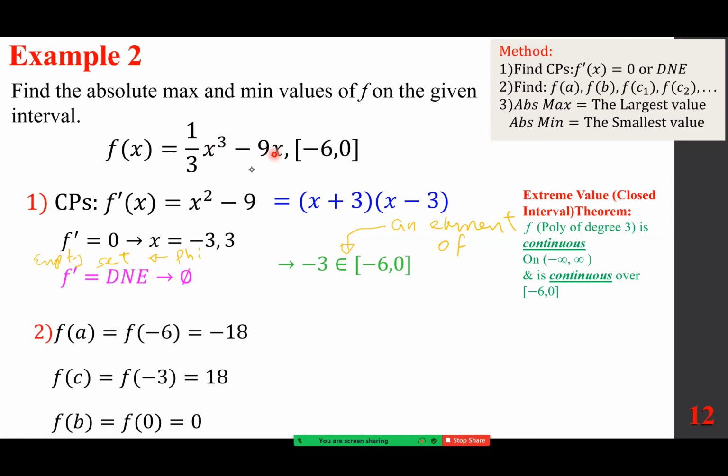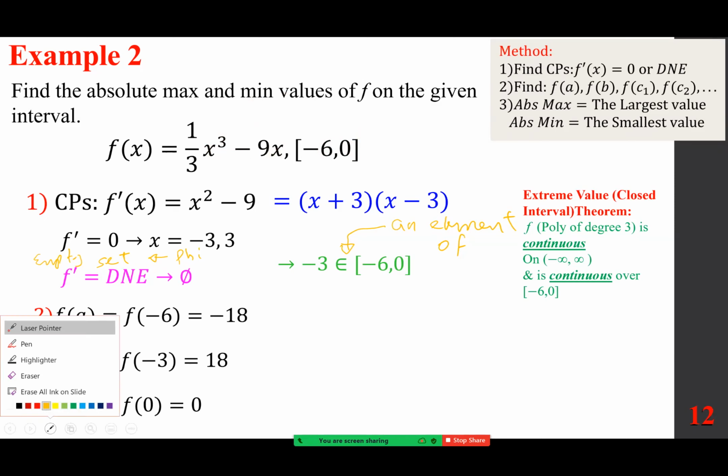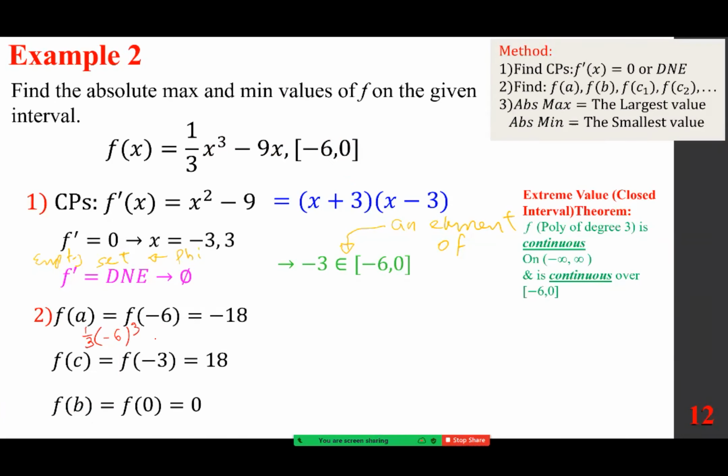So if you evaluate them, for example, f of -6 means 1/3 times -6 cubed minus 9 times -6, which is minus 72 plus 54 as an example, and it gives you -18.